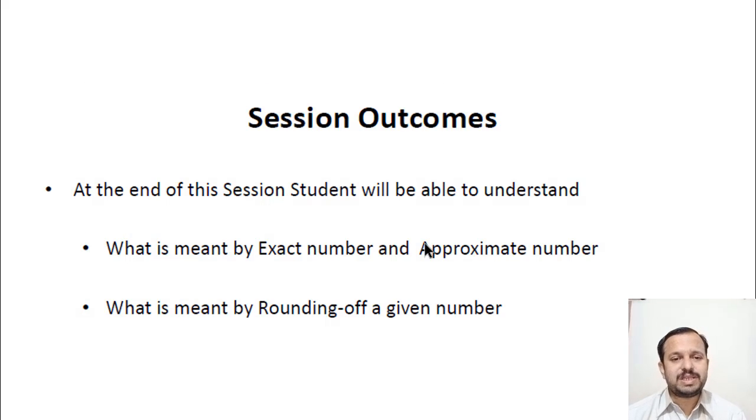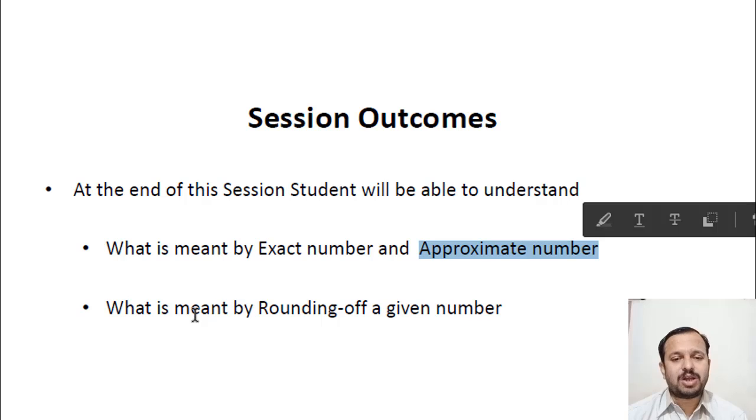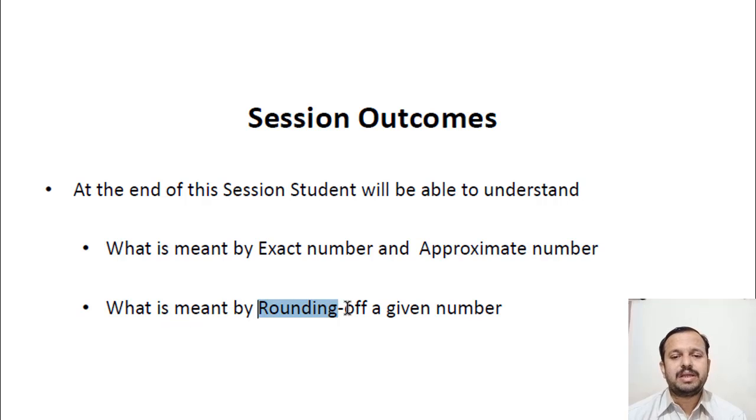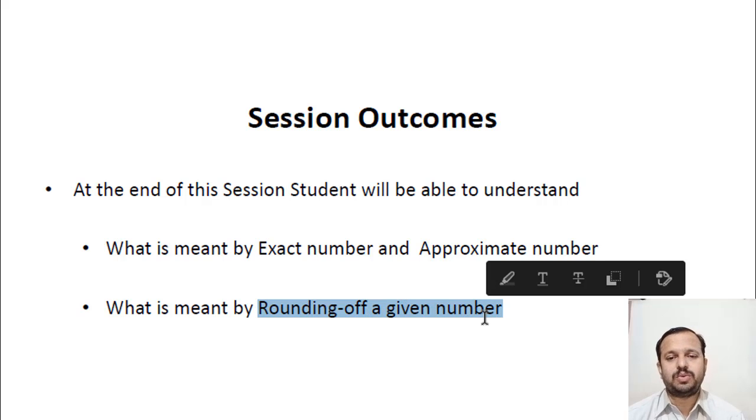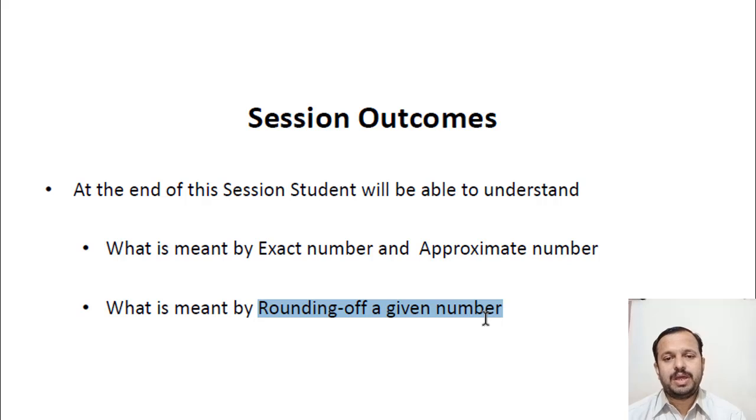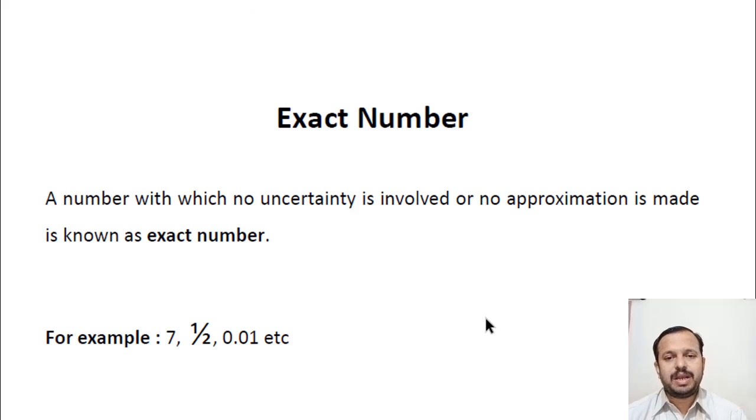Now, as an outcome of this session, what are we going to have? We will be able to understand what is meant by an exact number and an approximate number. And we will also try to know what is meant by the rounding of a given number. That is the most important objective of this session. Now, let us start the session.